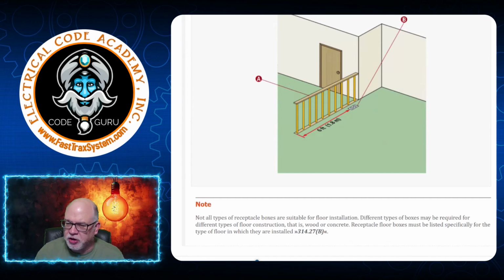Also, you see down here, like we have in our programs, we have these great notes, and it says, not all types of receptacle boxes are suitable for floor installations. I kind of told you that earlier, but again, great note here. There are different types of boxes that may be required, and there are specific floor boxes that are actually listed for this application. And you have to install them in accordance with 314.27(B).